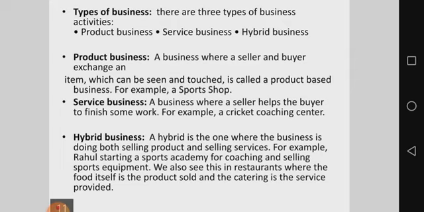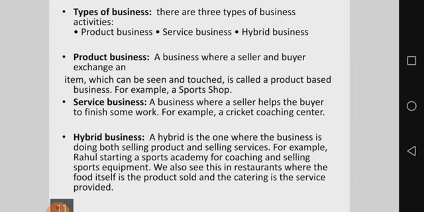Second is service based business, a business where a seller helps the buyer to finish some work. For example, a cricket coaching center or a tuition center where you go and they sell their services. They teach you. Any such businesses where there are no products involved, only services, are called service based businesses.